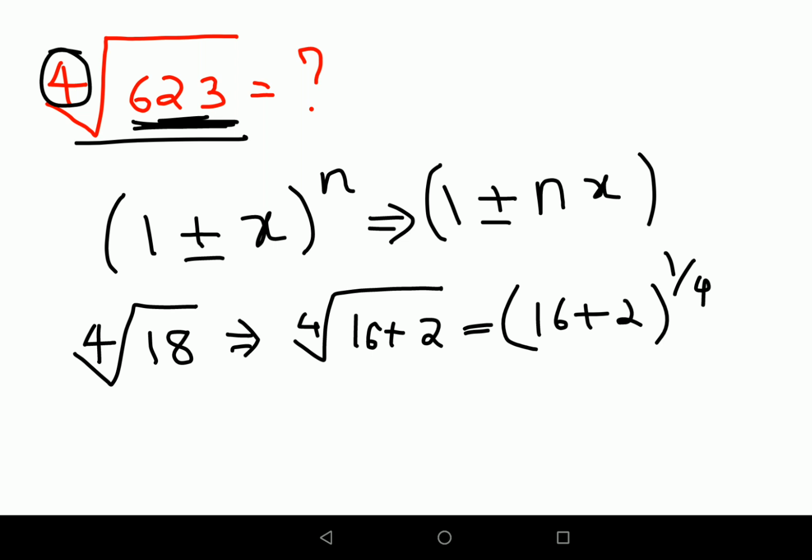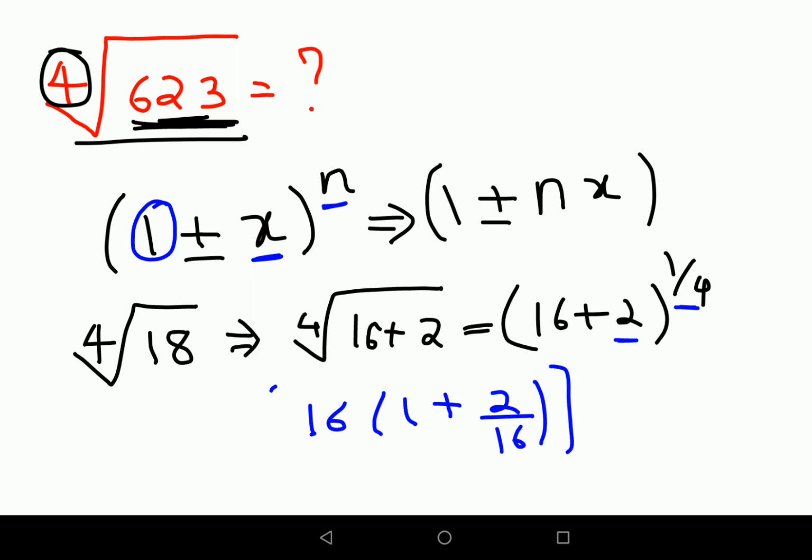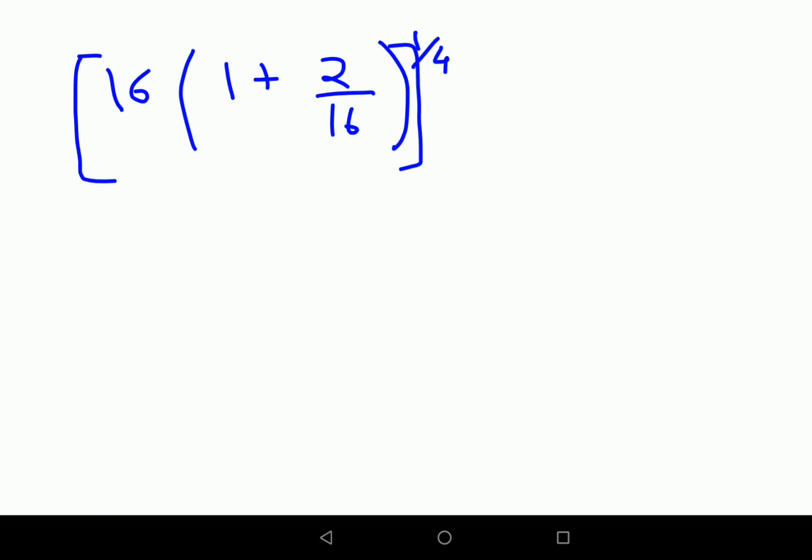Okay, then remember, now this looks very simple. We have a number over here and a power, but we don't have a 1. So in this case what we'll do is take 16 out, and then we'll get 1 plus 2 upon 16. Okay, everything is still raised to 1 upon 4. Now let's write this one more time. So we have 16, then 1 plus 2 upon 16, and everything is still raised to 1 upon 4. What we'll do next is split the index.